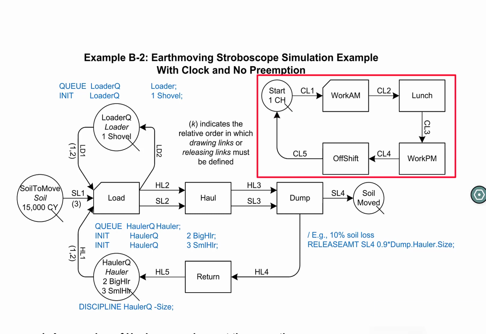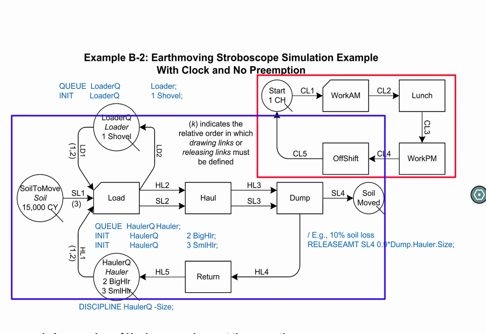There are two things to notice about this network. The first is that this subnetwork works continuously. It cannot stop. And as a result, the simulation model must have a stopping condition based on time, as opposed to expecting the simulation to end when soil to move queue becomes empty. The second thing to observe is that the subnetwork for the clock and the subnetwork for the earth-moving operation do not have any links in common. They're completely independent and they run in parallel while the simulation is running.